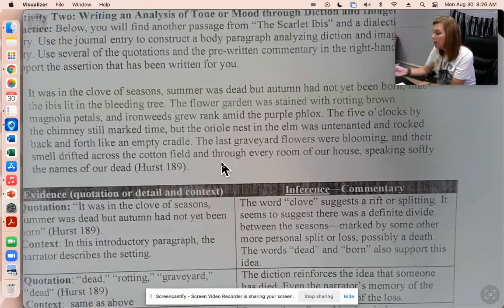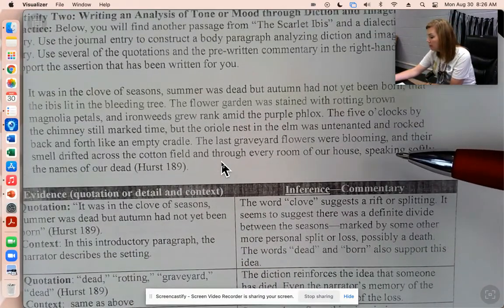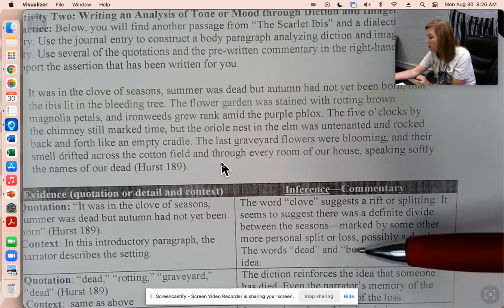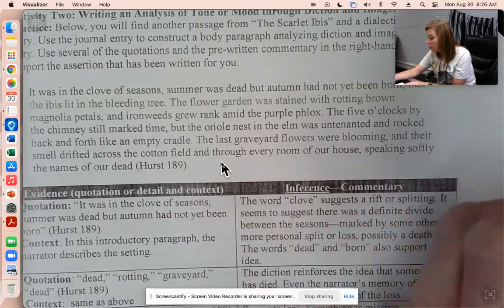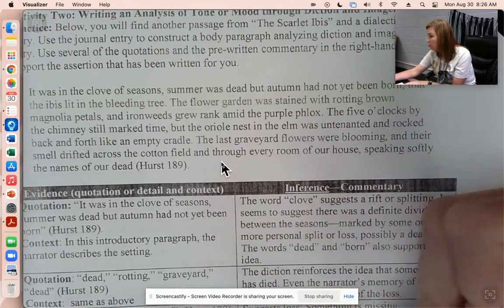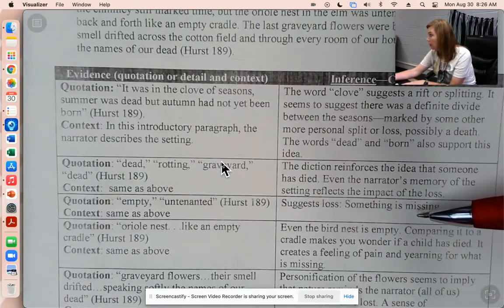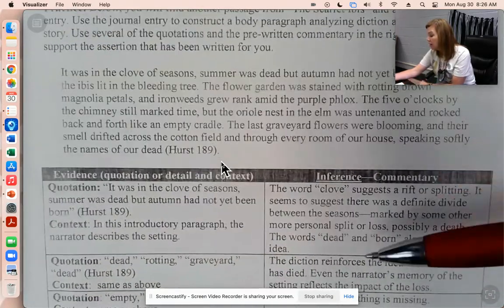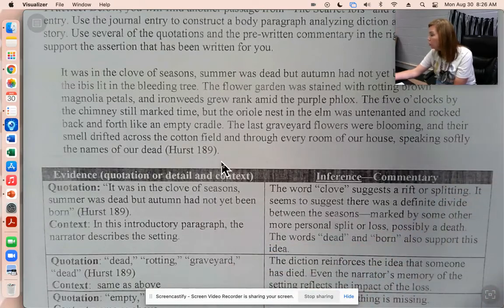So on this one, you've got another passage from The Scarlet Ibis and another dialectical journal. But notice here, they have given you lots of information on that dialectical journal. Like they went over and above. You're not going to want to use all of it. Not all of it's going to work for you. So you've got to decide what is best.